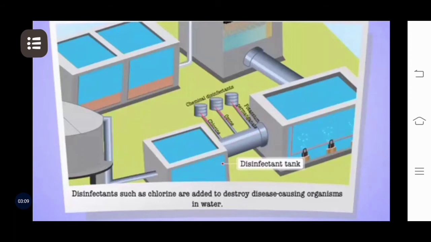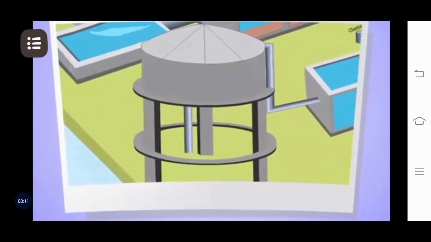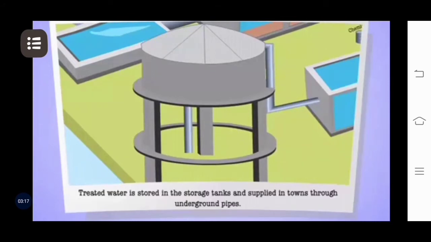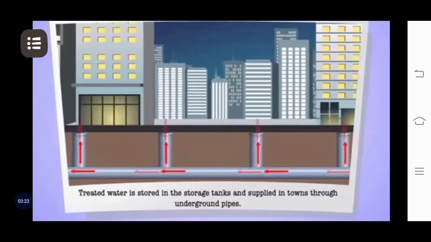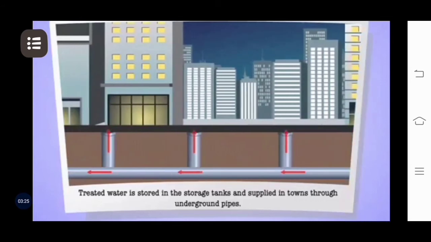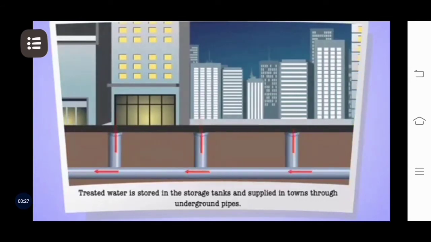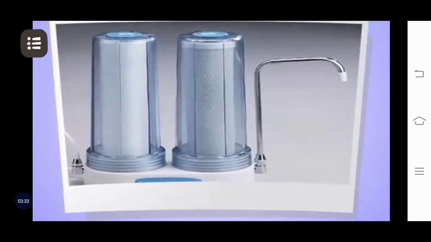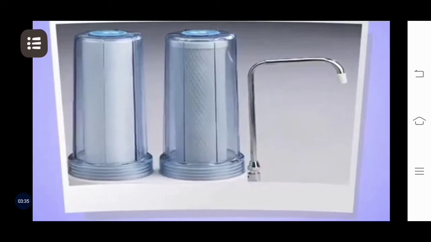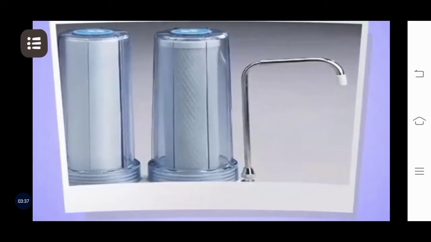What's next? Yes. Now the water is purified and ready to drink. This water is stored in the storage tanks and supplied to towns through underground pipes. Thus, water undergoes several processes before it reaches our taps as potable water. To make our tap water extra safe for drinking, we can follow some very simple methods in our kitchen.